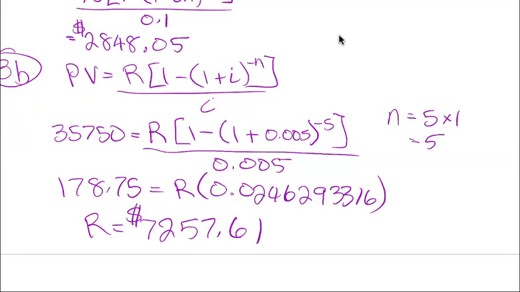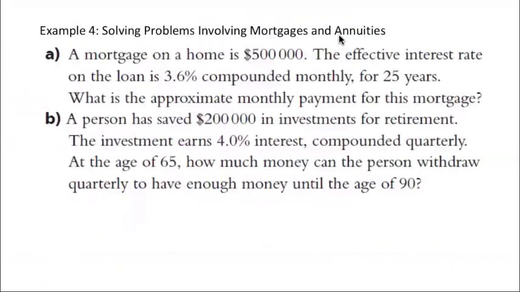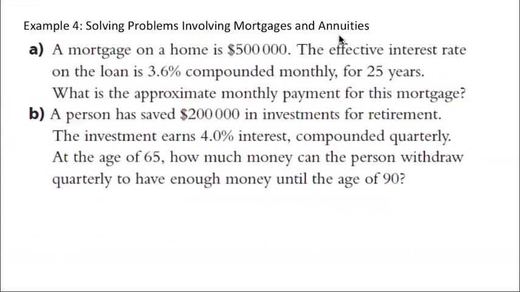Over the page, a couple more to go. Talk a little bit about mortgages. Problem solving involving mortgages and annuities. A mortgage on a home is $500,000. The effective interest rate on the loan is 3.6% compounded monthly for 25 years. What's the approximate monthly payment for this mortgage?